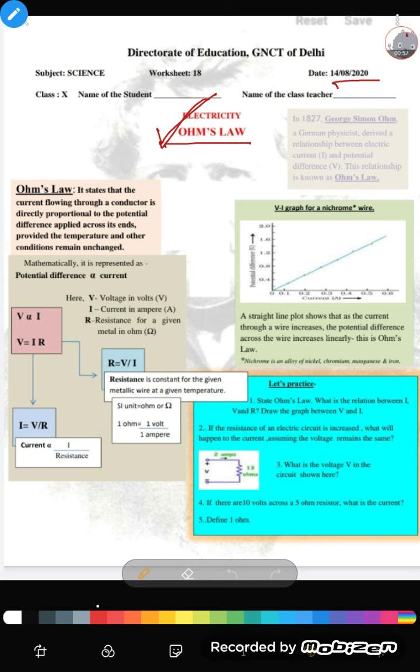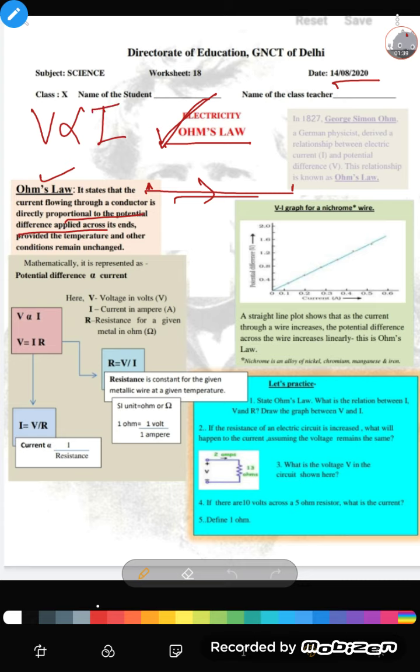Means what? According to this Ohm's law, if it is a current carrying conductor and current is flowing through it, potential difference is established across its two ends. Then according to this law, current flowing through a conductor is directly proportional to its potential difference across the ends, provided that temperature and the material of the conductor remain the same. Means this potential difference is directly proportional to I.